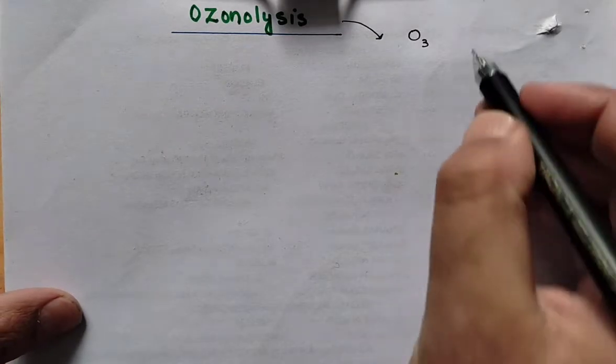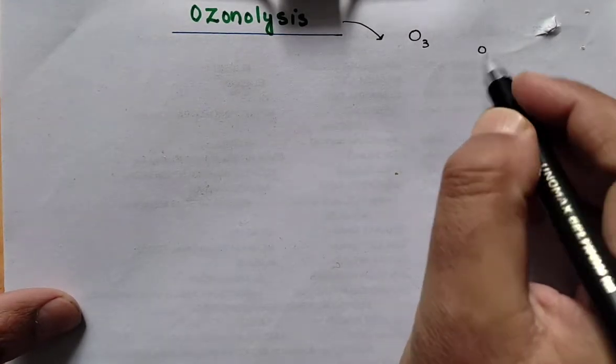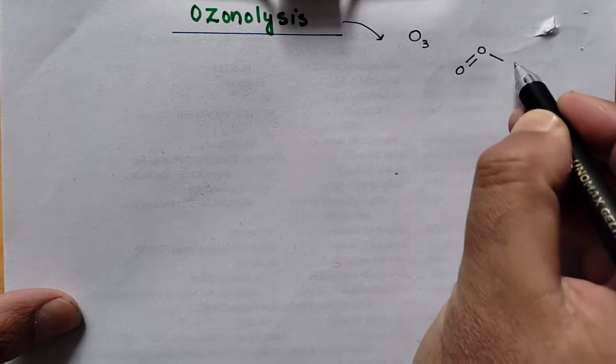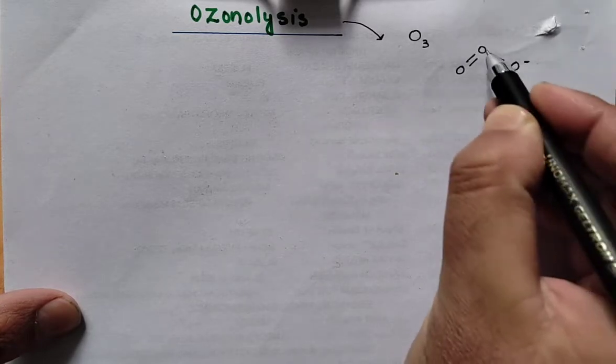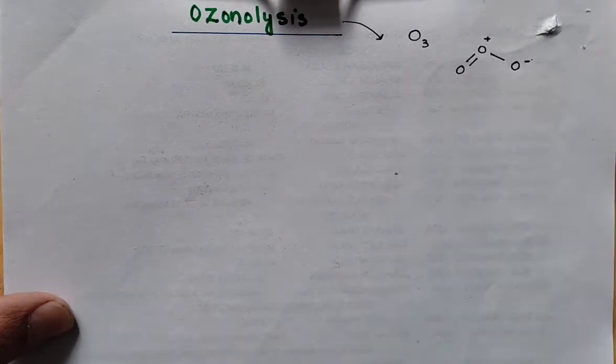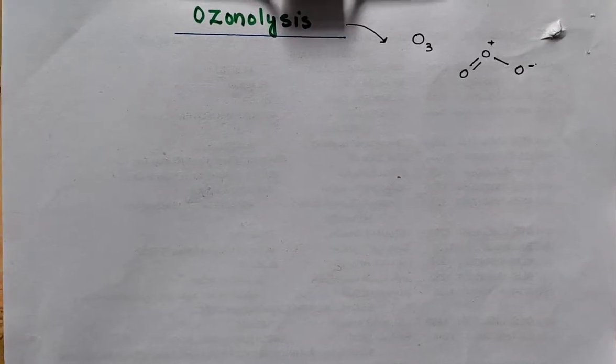So if you talk about the ozone, this is your ozone, so this is your plus and it bears a negative charge. So this is your ozone. So with the help of ozone, how can we carry out the oxidation of the substrates?